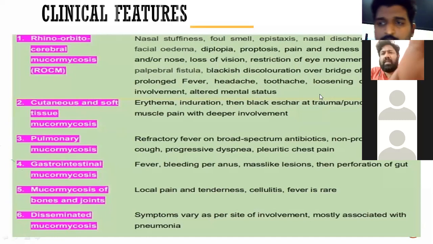Okay, and what are the common clinical features? So we describe the more common ones, rhinocerebral and pulmonary. What are the other forms? Like as I described, rhinocerebral mucormycosis, how will they present?